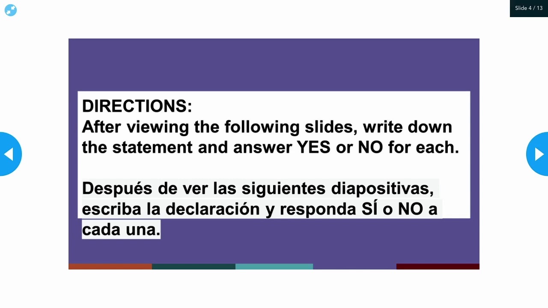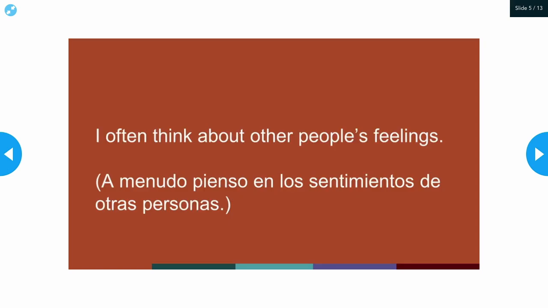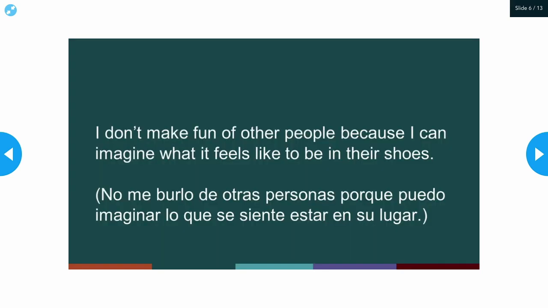After that discussion, students will engage in a yes or no activity for different examples of what empathy can look like. After viewing the following slides, write down the statement and answer yes or no for each of these. I often think about other people's feelings. Students will write yes or no. I don't make fun of other people because I can imagine what it feels like to be in their shoes. Students will write yes or no.